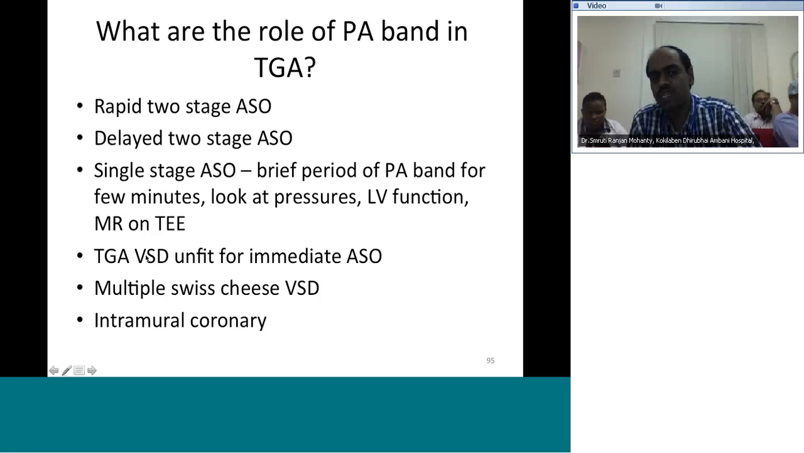A TGA with VSD who is unfit for an immediate arterial switch operation due to any morbidity, multiple Swiss cheese ventricular septal defects, or intramural coronary arteries, where you are not able to tackle the anatomy. So you do a PA banding temporarily and then get the child back to an expert surgeon in some other center, or whoever can do it later.